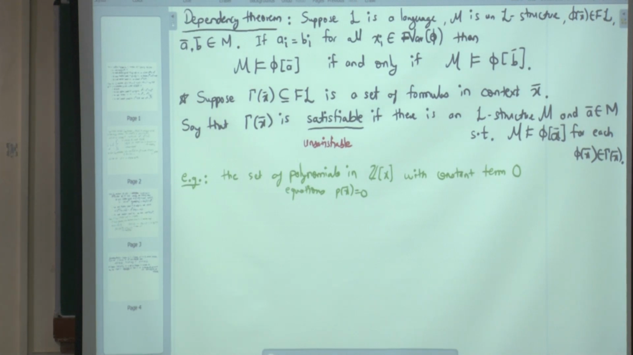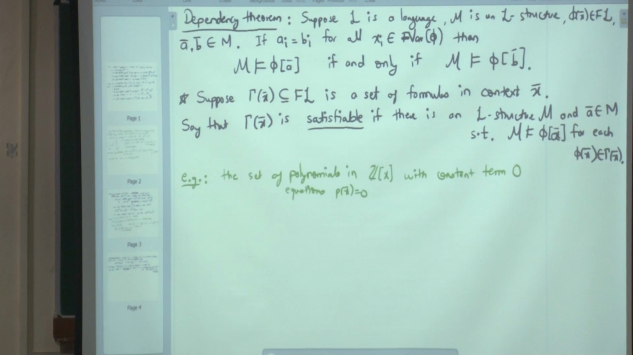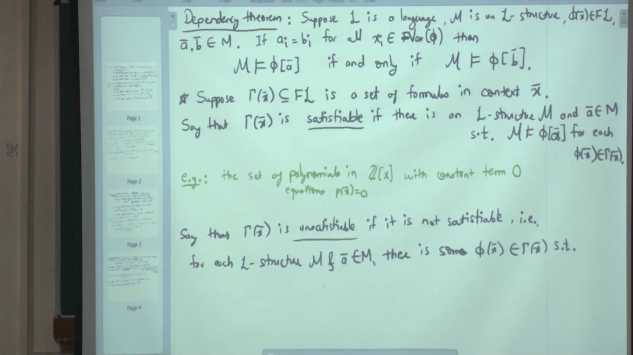Do you want me to write it down? Okay, fine, I will write it down. Say that gamma of x bar is unsatisfiable if it is not satisfiable, i.e. for each L structure M and a bar in M, there is some phi of x bar in gamma of x bar such that M does not satisfy phi at a bar. You give me one formula, I will give you another thing.